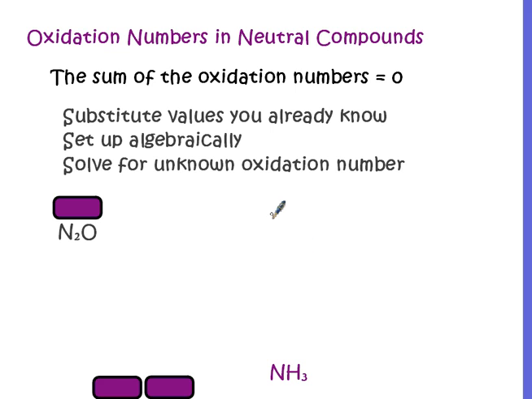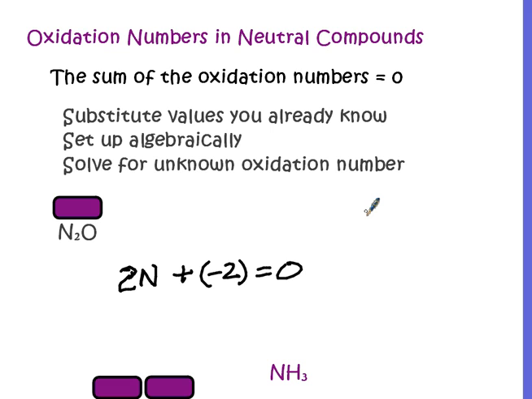Another nitrogen compound here. And in this case, I have oxygen, and I know what the oxidation number of oxygen is. It's -2. I only have one of those, so I don't need to multiply it by anything. I don't know what the nitrogen is, and this time I have 2 of those. So I'm going to go 2 times N. There we go. And it's still equal to 0 because this is a neutral compound.